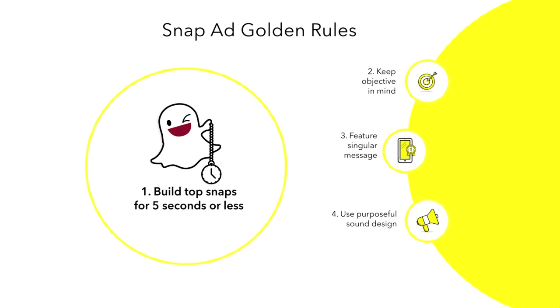Second, keep your objective in mind. If you're wanting people to swipe up and install your app, make sure it's clear when making your ads. If you want them to buy a product, show that product front and center from the beginning.